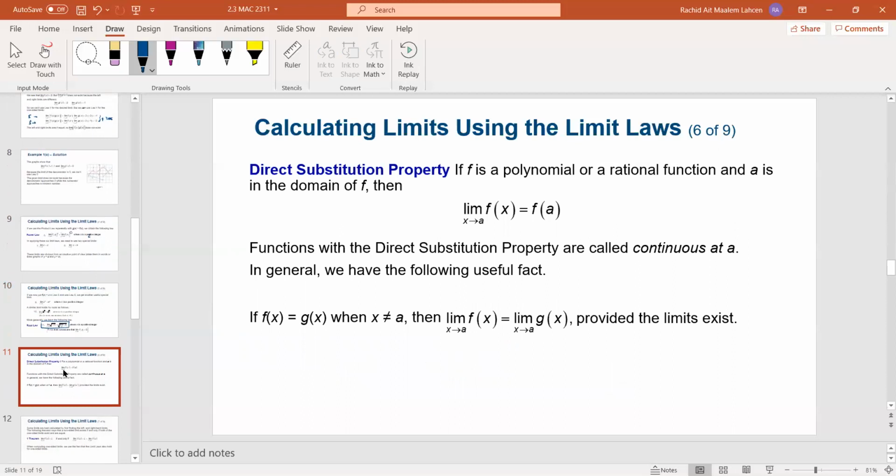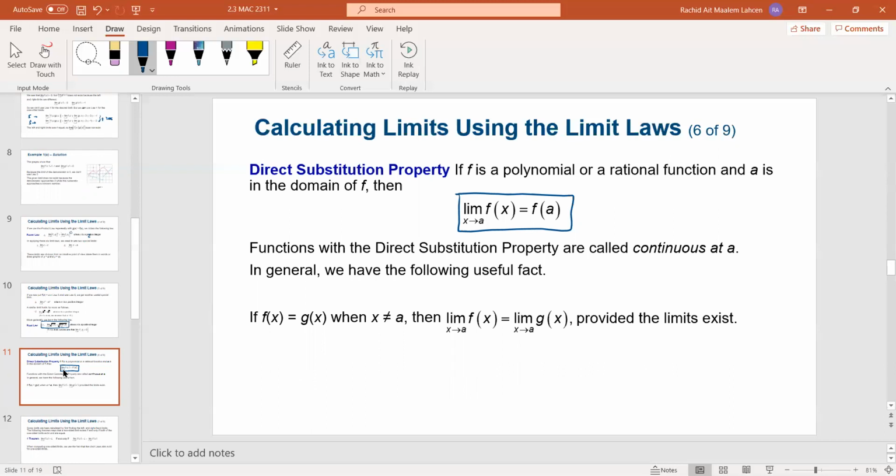There is something everybody kind of uses in a way, which is direct substitution. If you can just substitute and you get a value, then it works. If f is a polynomial or a rational function and a is in the domain of f, means it does not make the function undefined, then the limit as x approaches a of f of x, you just use a direct substitution.